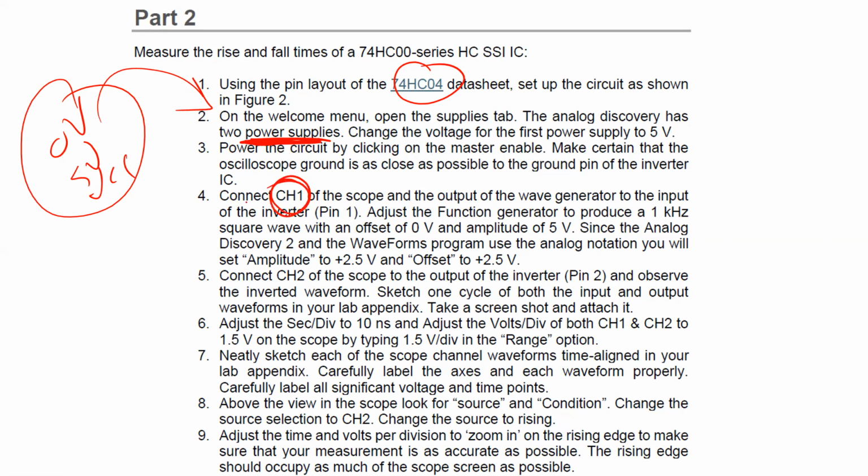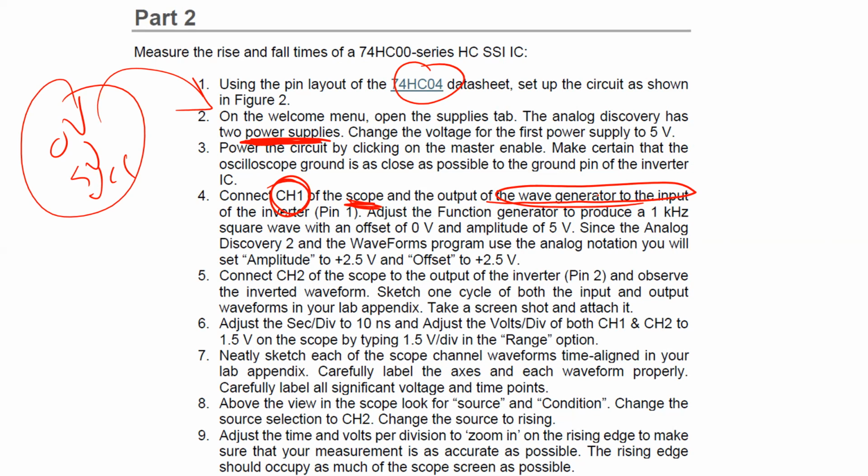I'm going to use channel 1 for the scope. Okay, and here for the scope, the outputs also, I'm going to use the output of the wave generator. As I told you, I'm going to use signal generator or function, sometimes it's called wave generator, signal generator, function generator, whatever you want to call it.